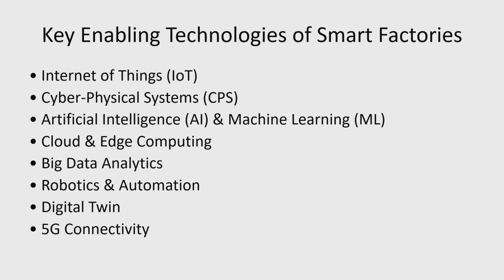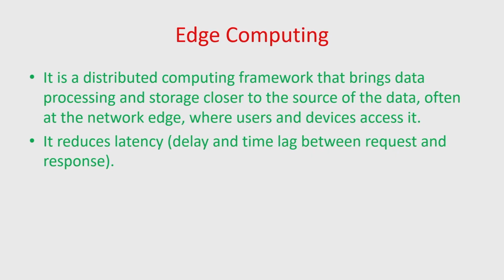Then big data analytics, then robotics and automation is also one thing, and digital twin. Nowadays we are making digital twins. We will speak more about digital twin later on, and 5G connectivity, as we know that it is very important for data transmission etc. So edge computing, as I have been telling, is a distributed computing framework that brings data processing and storage close to the source of the data, often at the network edge where users and devices access it.